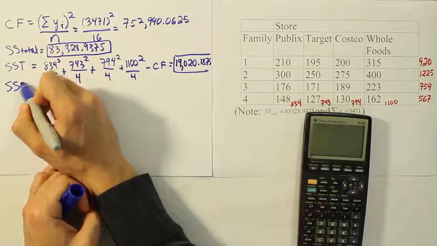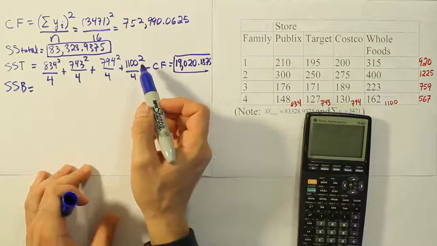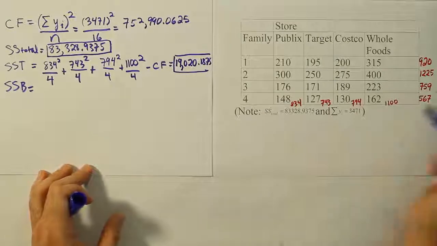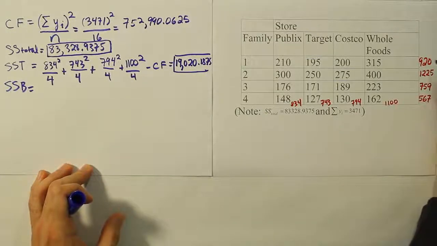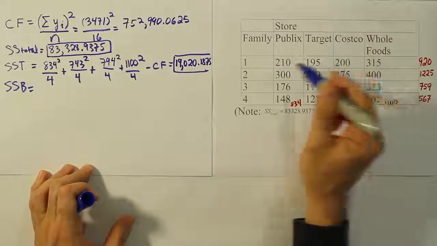So sum of squares for blocks. Sum of squares for blocks is basically just like the sum of squares for treatment, but now we work in the blocks, right? So the blocks are the families here. And what we're going to do is we're going to square each of these values and divide by the number of values in the row. That'll be the same as the number of treatments, or 4.